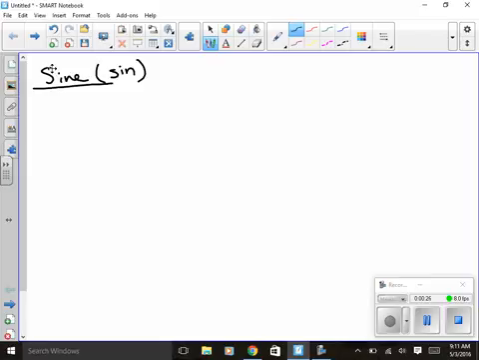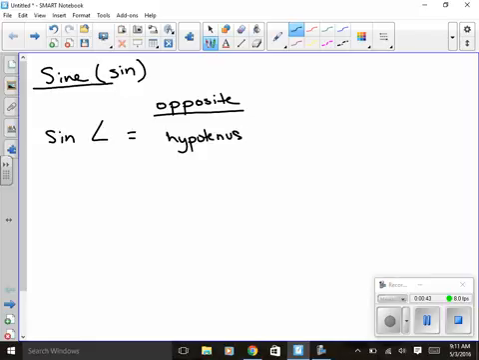So what does this mean for me? If I have the sine of an angle, that equals opposite over hypotenuse. By the way, this has to be with a right triangle.